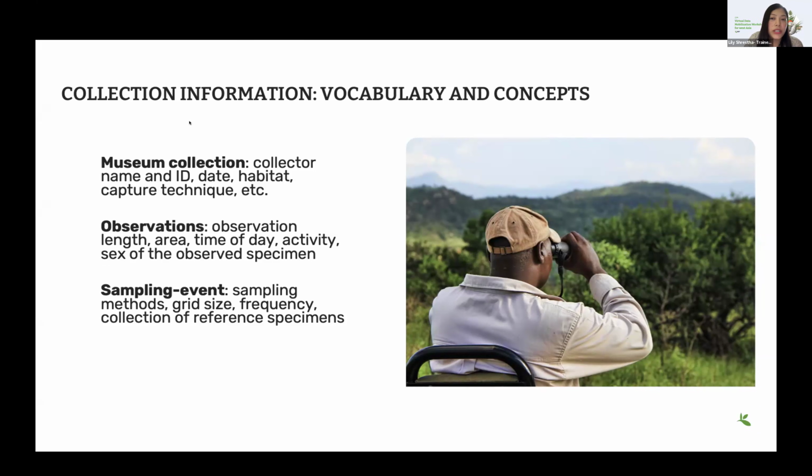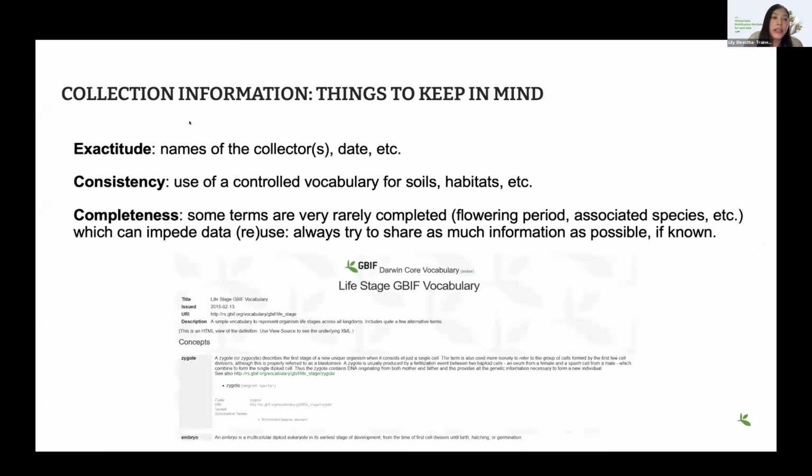So this information is also very useful. The things that we need to keep in mind are to use the correct collector name and to have consistency when using vocabulary for describing habitats or soils, and also to think about the completeness of data. For example, when we are describing species, the flowering period or color of the leaves, we just need to make sure that the data is complete and we use consistent vocabulary in all of our data set.